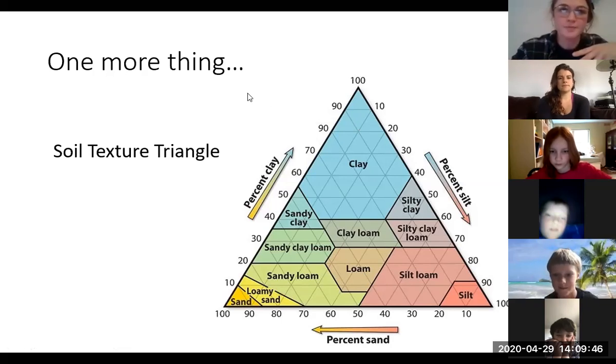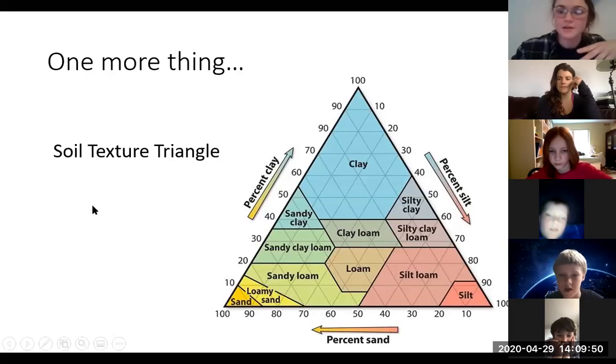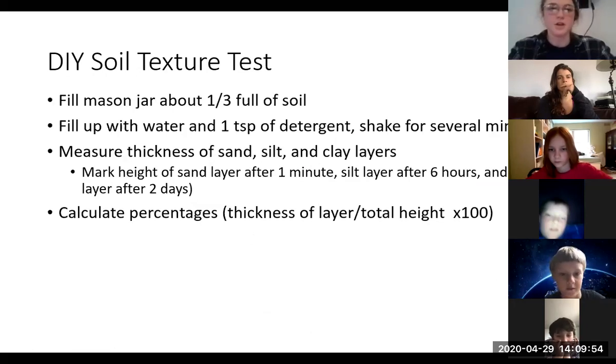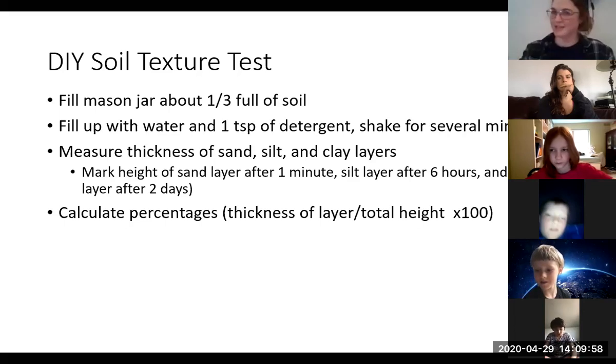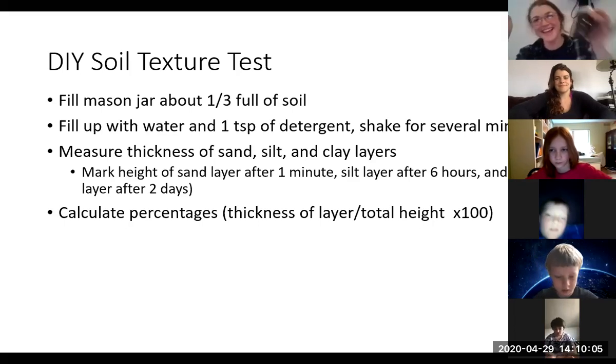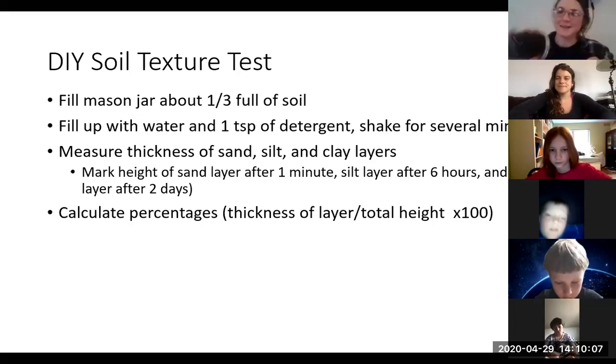So how do we calculate this? First I'll talk about the soil texture test. You fill the mason jar up. I live in Philadelphia. I really don't have a backyard with native soil. I really just have potting soil. So I took some potting soil and put it in a jar. I mix it with water and I'm shaking it up.